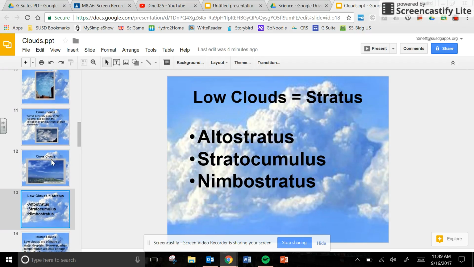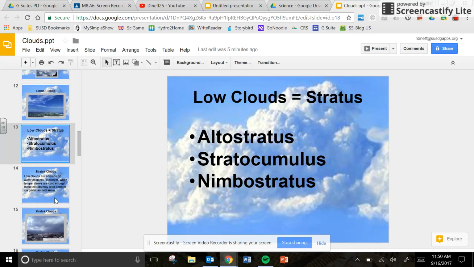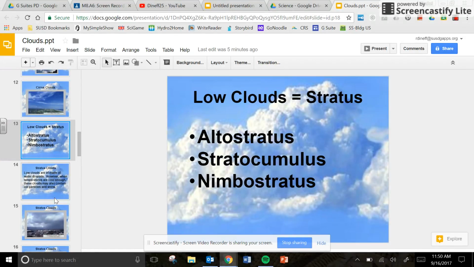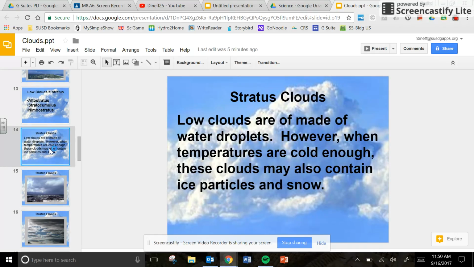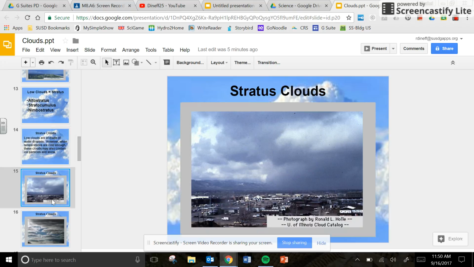Now, lower clouds have the term stratus. So altostratus, stratocumulus, and nimbostratus. If you see the term stratus in a cloud type, that means it's low. Stratus clouds in general are made up of water droplets. However, when temperatures are cold enough, these clouds may also contain ice particles and snow. But because stratus are lower to the earth, they're mainly made up of water droplets.